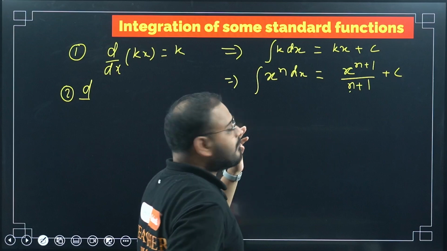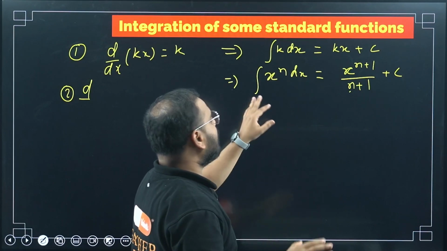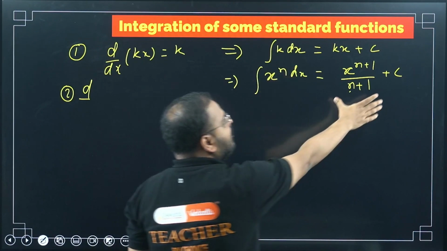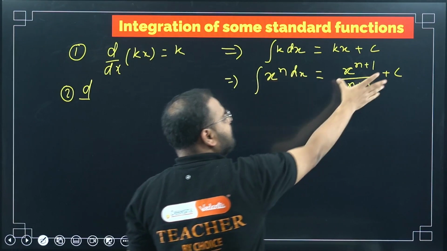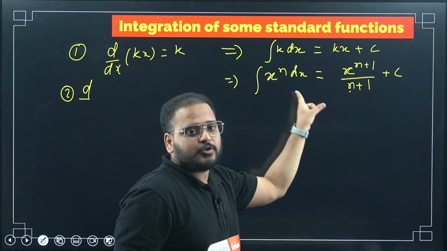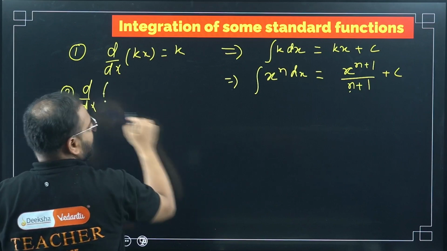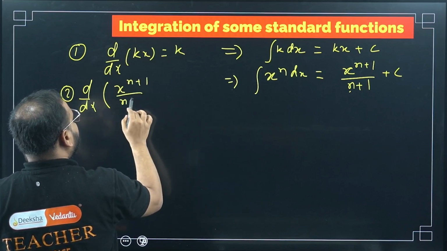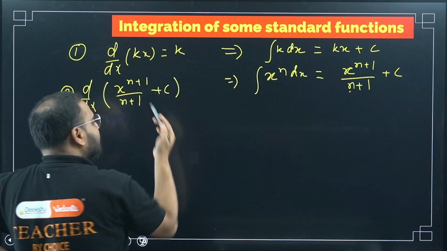Understand this. After adding these functions, not required right now, I got x to the power n as my result. It means after differentiating it, I got this. Correct? So let me differentiate this. We should get this. Let's check. Differentiation of, bacha, this part: x to the power n plus 1 upon n plus 1 is there, right or not? Plus c is also there, sir. Okay, plus c we will take.